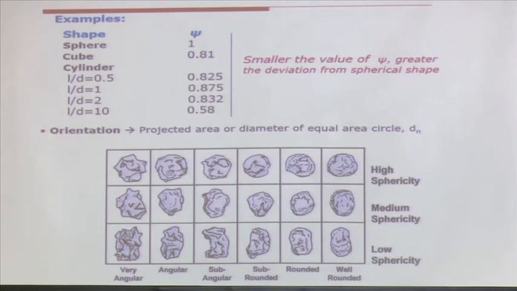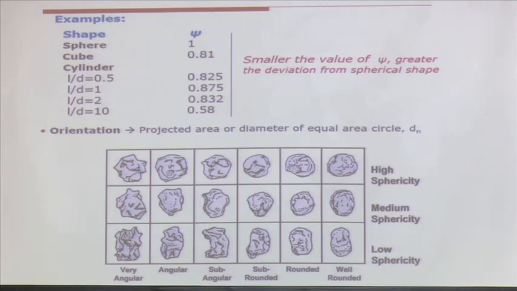If you want to fine tune your designs, you need to understand the mechanics of what is happening. Now, orientation. What do I mean by orientation? Orientation means projected area or diameter of equal area circle. In the high sphericity case, you orient it in any direction and you see that the sphericity, if I calculate, will be very close to 1. This is called high sphericity, although they are not spheres.